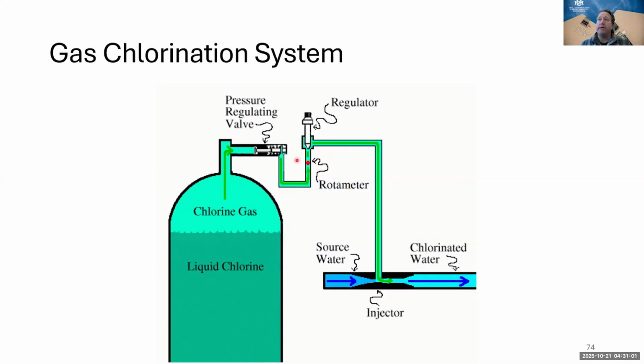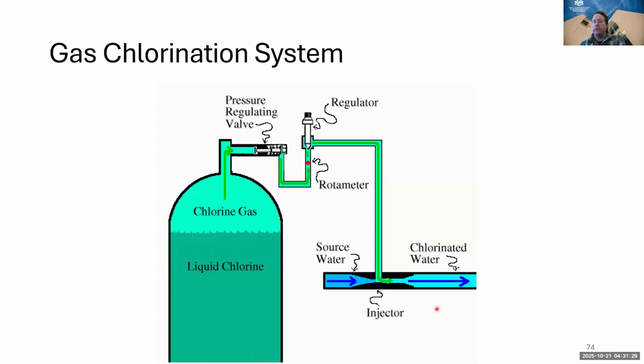You're going to have a rotometer, and a rotometer is a little ball inside a tube that tells you how much chlorine gas you're applying. And also, you're going to have a regulator to control that flow of chlorine gas. And then basically, there's an injector. As the water moves through that injector, it's going to grab the chlorine gas and put it into solution.